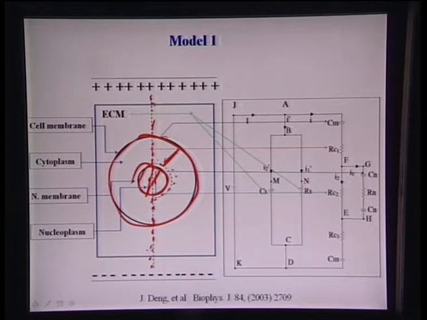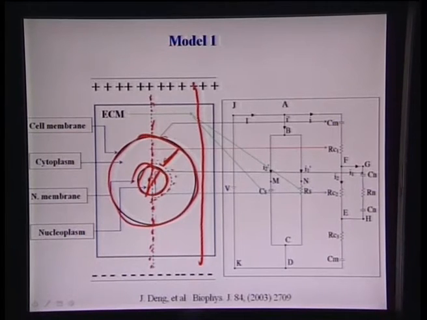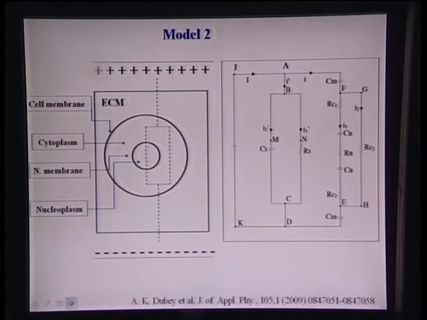In case 1, the current passes directly through the ECM without entering the cell. In case 2, the current passes only through the cytoplasm. In case 3, the current passes through the cytoplasm, then goes to the nucleoplasm, and then back to the cytoplasm. For all these 3 cases, one can construct the resistance-capacitance circuits, apply Kirchhoff's law at different nodes, and solve these equations to find the time constant for this RC circuit.